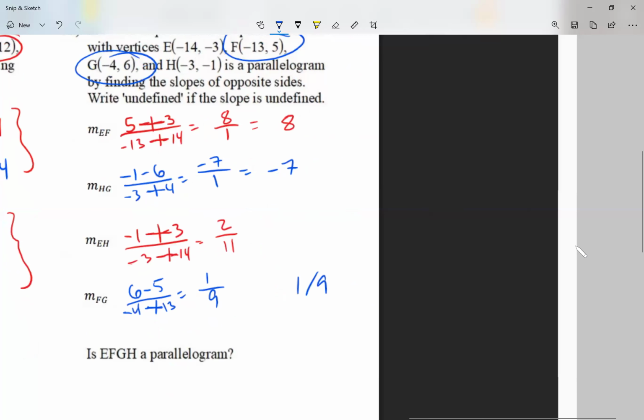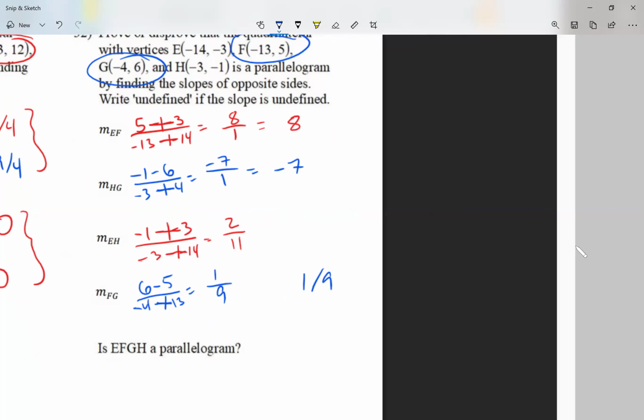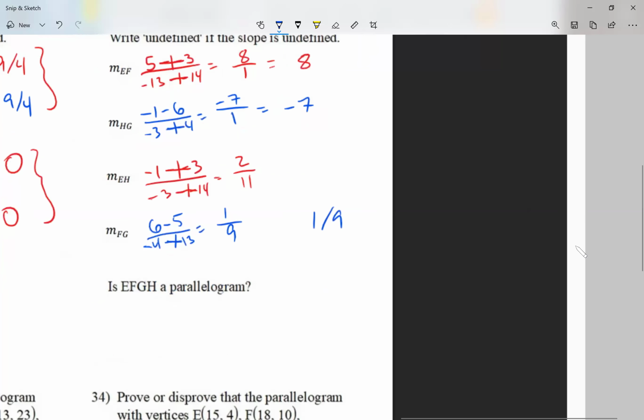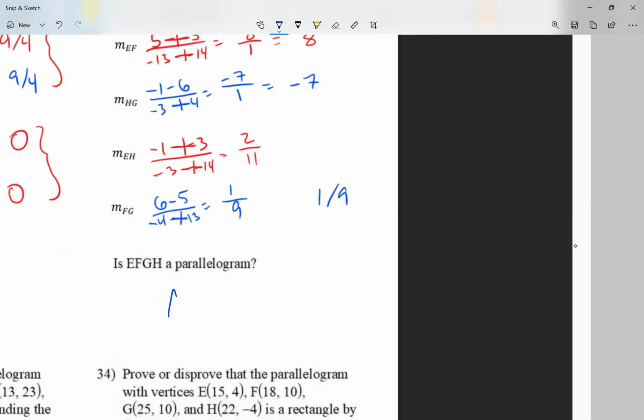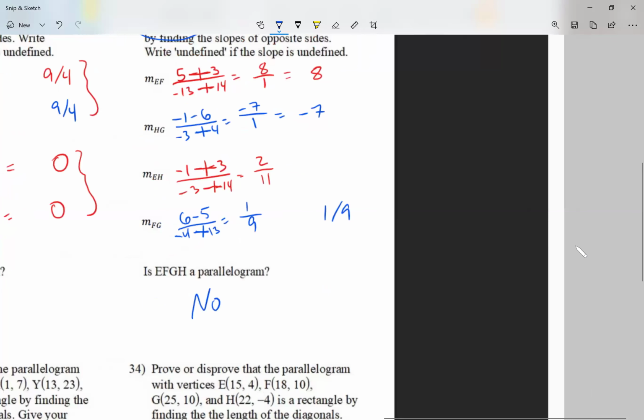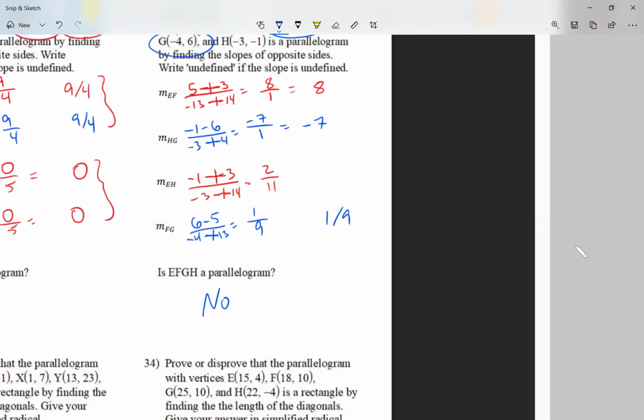And lastly, is EFGH a parallelogram? Remember, in order for them to be a parallelogram, there are two pairs that are parallel. So there will be two lines that are parallel and another two lines that are parallel. Now here, man, the slopes are all over the place. None of these lines are parallel. So no, this is not a parallelogram.